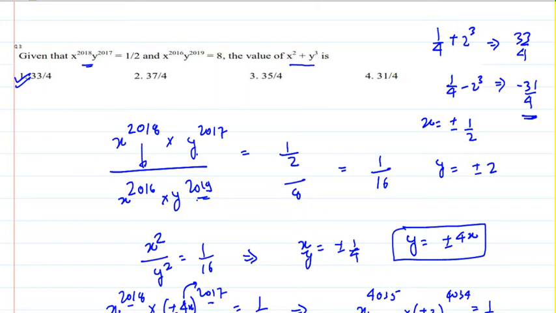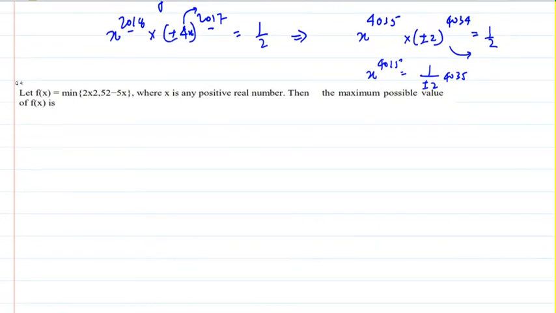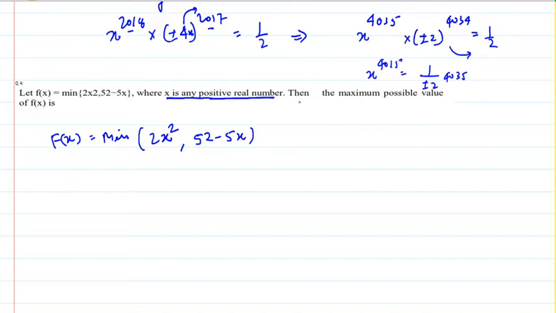Let us try the next problem. Okay. This representation is f(x) is minimum of 2x square, comma 52 minus 5x. x is any positive real number. Then the maximum possible value of f(x) is.